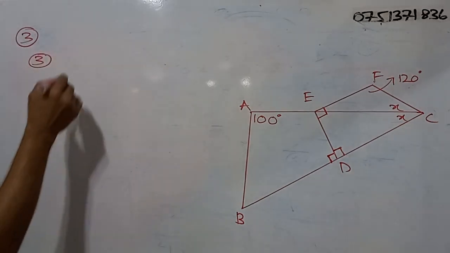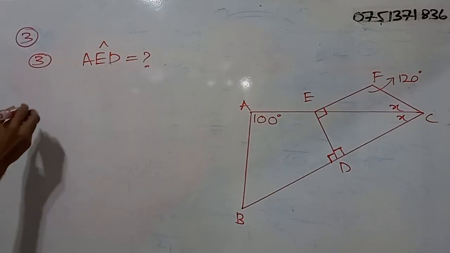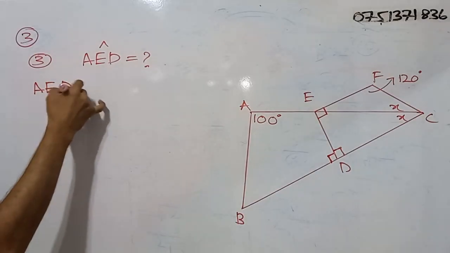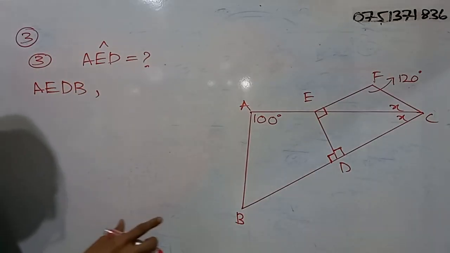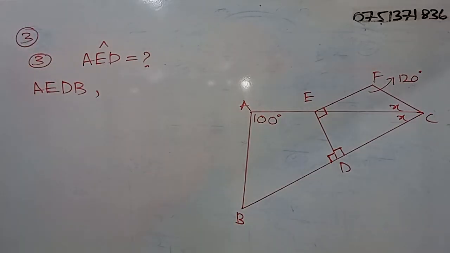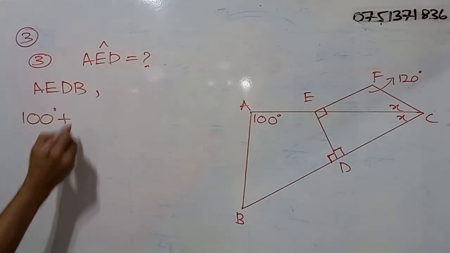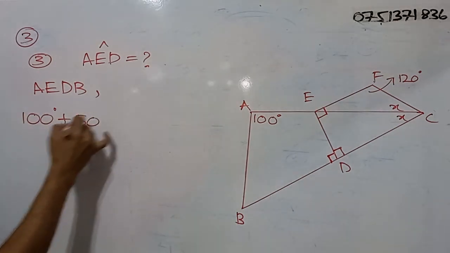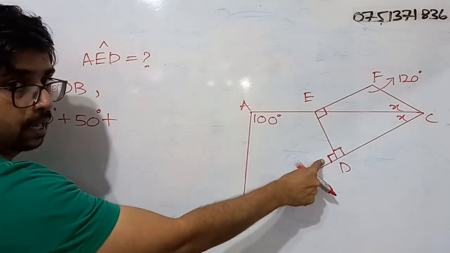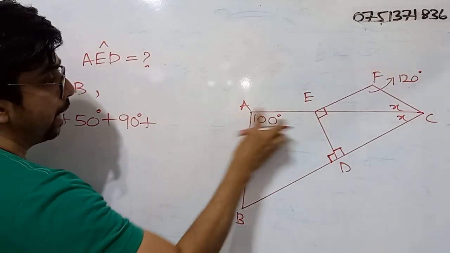50 degrees. Third part, angle AED. Okay, so for that we will consider the AEDB quadrilateral. So we will consider the sum of internal angles of the quadrilateral AEDB. So this angle is what? 100, plus this angle 50 degrees, plus this is 90 degrees, it is given to us, right? 90 degrees plus we can write AED.